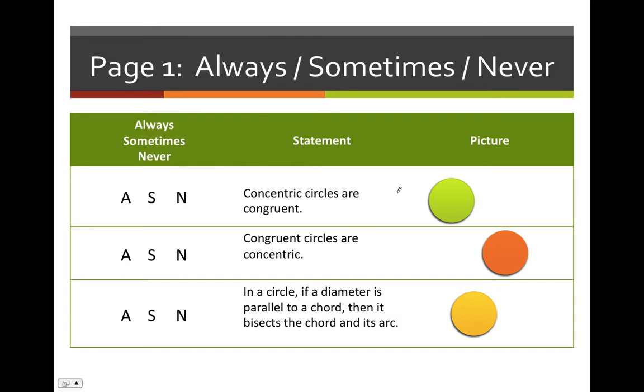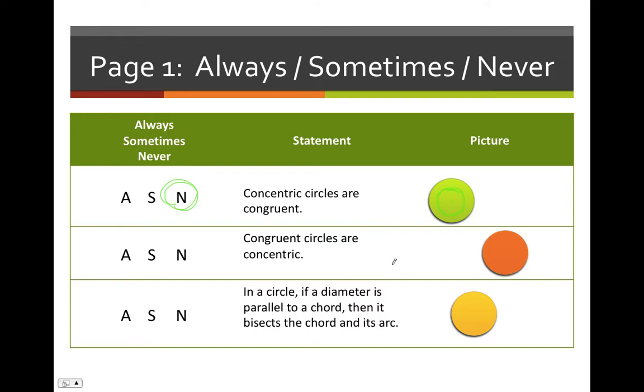All right, concentric circles are congruent. So I would say that this is never. The reason I'm choosing never is because concentric circles need to be distinct from each other, so they should not have the same radius. Concentric circles are two circles that have the same center, so they cannot be congruent and be distinct from each other.